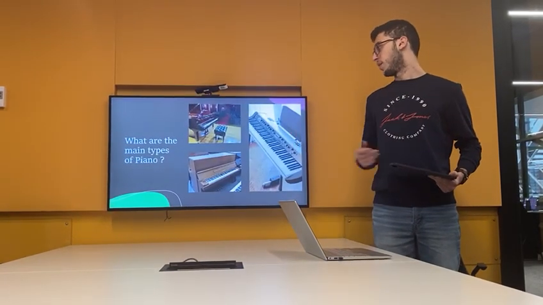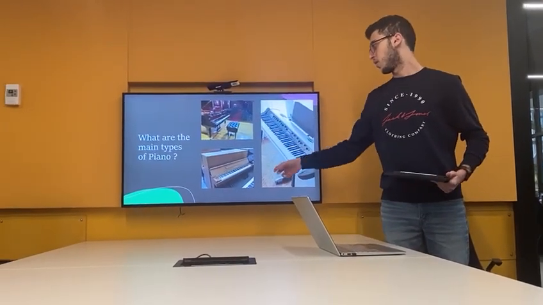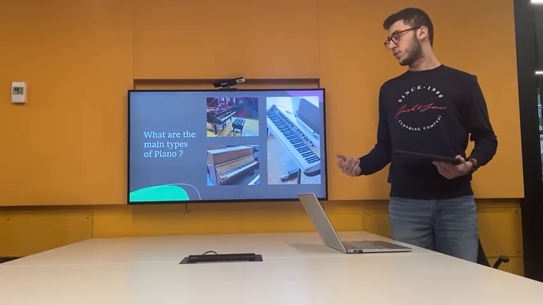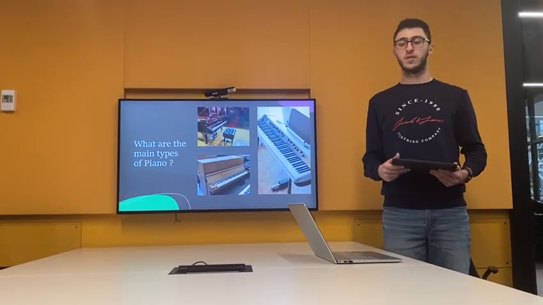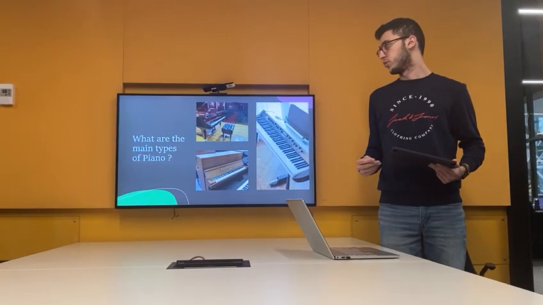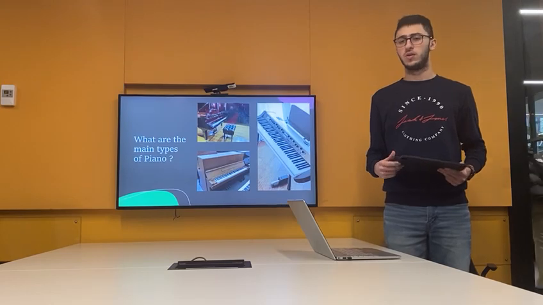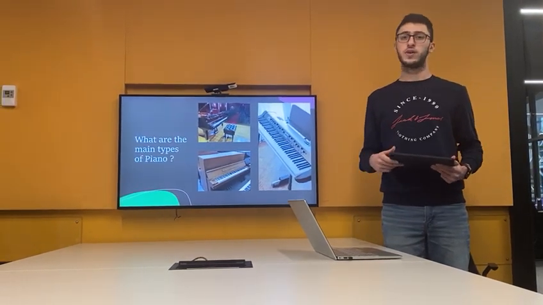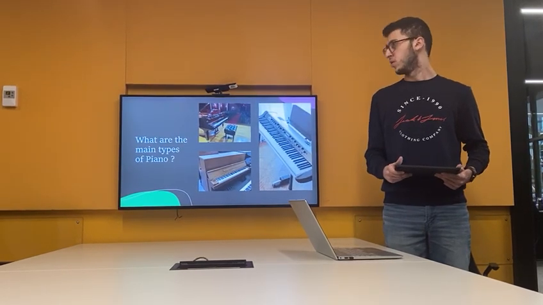So what are the main types of piano? We have three main types, which are the classical piano, the upright piano, and the electrical piano. So each of one has its pros and cons. The pros of the classical piano are it produces very high quality sound, it looks very good, but it has a lot of cons. It's very expensive, it's not mobile, you can't move it anywhere, and it also needs a lot of care. So even the temperature of the room can alternate the sound it plays.